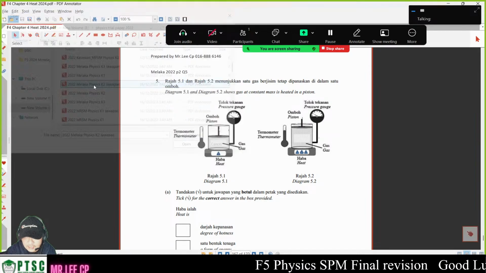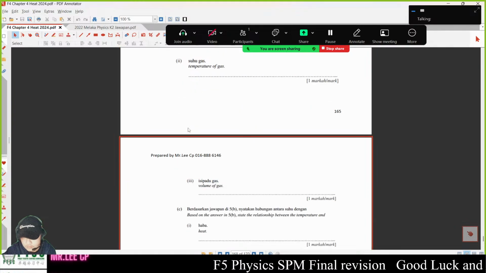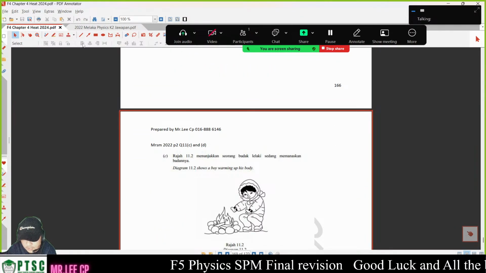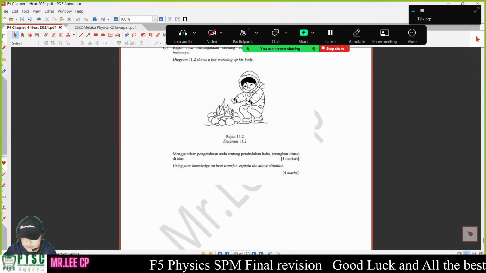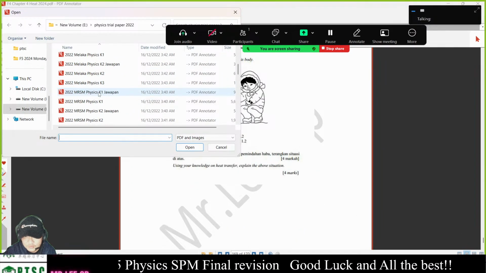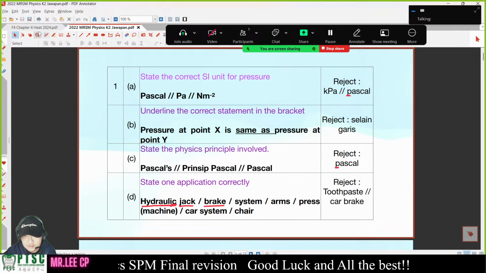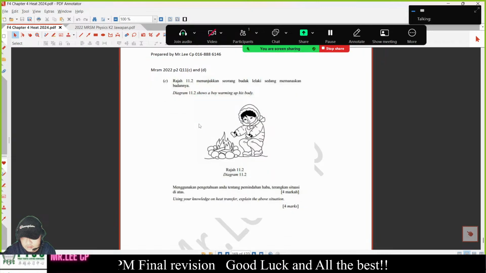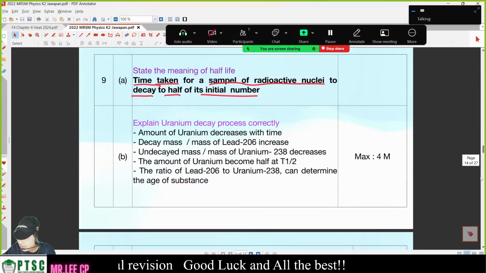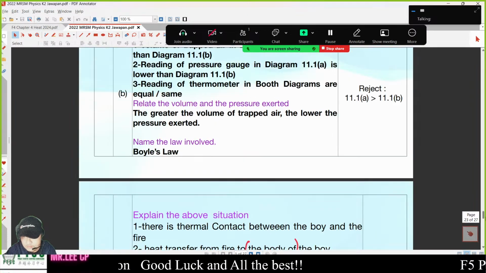Melaka. Question number. Wait. MRSM 2022. I'm sorry, MRSM. Not Melaka. What am I doing? MRSM, Kertas 2 jawapan. Question number 11. If not mistaken, 11. Wait. 11. Here.